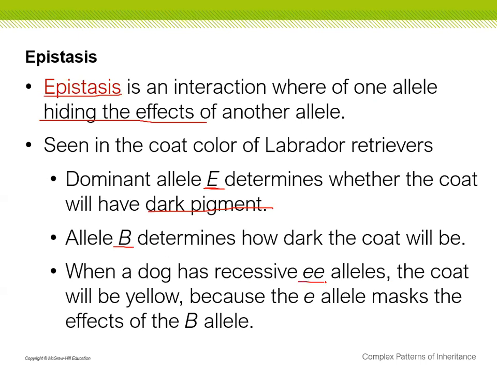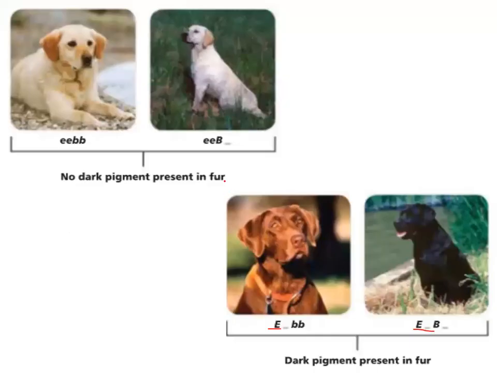If it has multiple recessive alleles, it's going to be yellow. And that's because it masks the effect of the B. Basically, even if I have a dominant B, because these E's here are recessive, that means it cannot have a dark coat. Even if it was meant to have a black coat, it can't. The fur doesn't allow it.